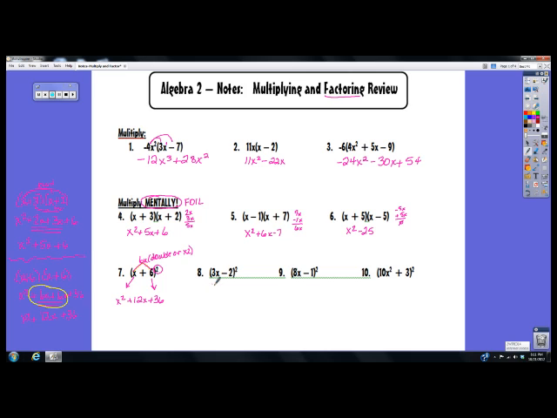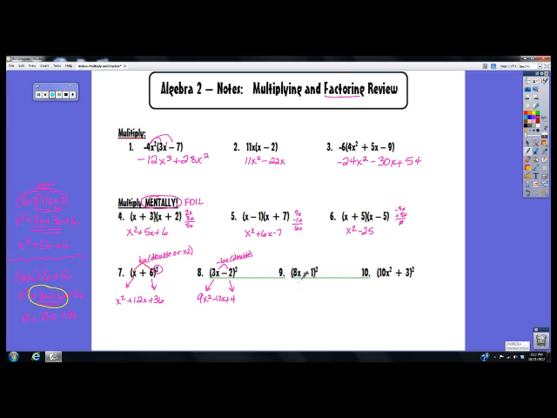So let's try another one. Square the first one, that's 9x squared. Let's square the last one. Negative 2 squared, or times itself, is positive 4. Well, where does the middle come from? Multiply those together. That's negative 6x doubled. So let's double it. Negative 6x doubled is negative 12x.